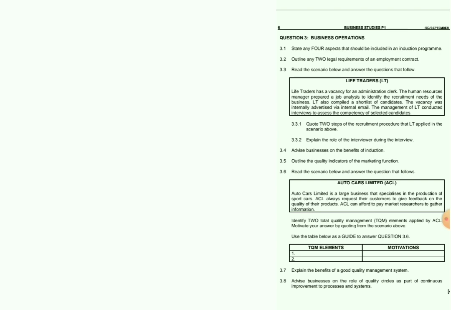3.3.1 Quote 2 steps of recruitment procedure that LT applied in the scenario above. Let me read the scenario again. Life Traders has a vacancy for administration clerk. The human resources management prepared the job analysis to identify the recruitment needs of the business. Okay, let's stop there. Prepare a job analysis. That's the first one. Number 2, another one: the vacancy was internally advertised via internal email. That's done.